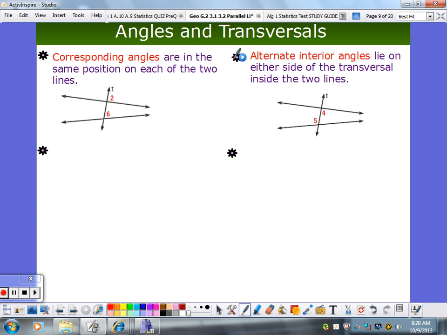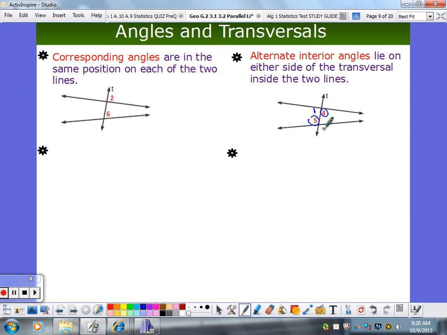We also have alternate interior. If we understand alternate means that we're on different sides of the transversal, alternate interior means to be on the inside. So this one and this one are alternate interior angles. I could make another set of alternate interior angles. Where would they go? Yeah, where would they be?